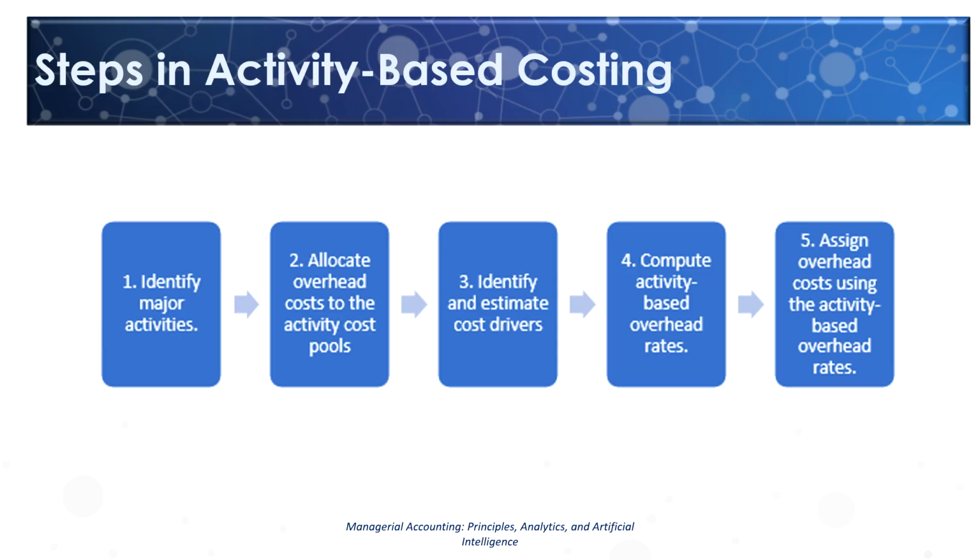Then, allocate overhead to activity cost pools. Then, determine cost drivers for each activity. The fourth step is to compute activity-based overhead rates. And then finally, assign overhead costs to products based on cost driver usage. These steps allow overhead to be traced more accurately to products.